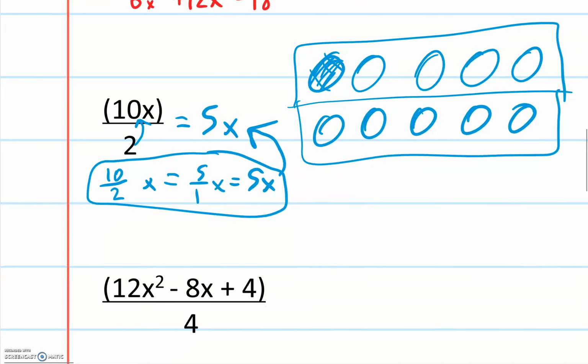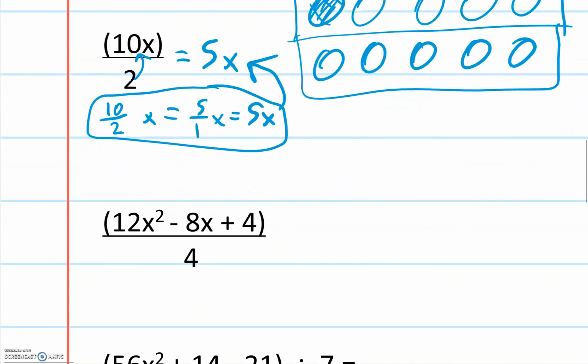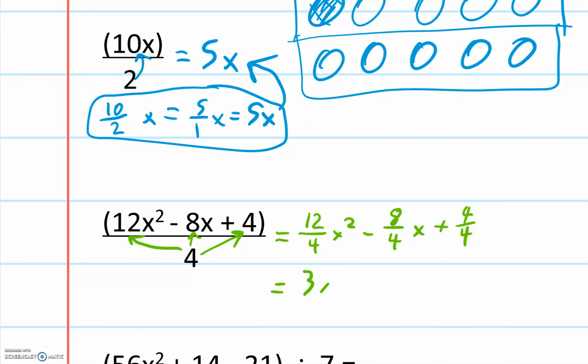Okay, which means that if that's the case, we'll break this next one up just like that. So this will be going in here, here, and here, which will then give us 12 over 4x squared minus 8 over 4x plus 4 over 4, which if we simplify, 12 divided by 4 is 3x squared, minus 8 divided by 4 is minus 2x, plus 4 over 4 is 1. Okay?